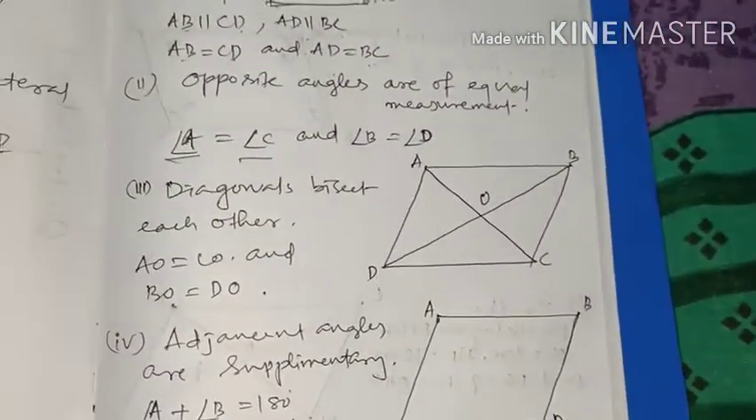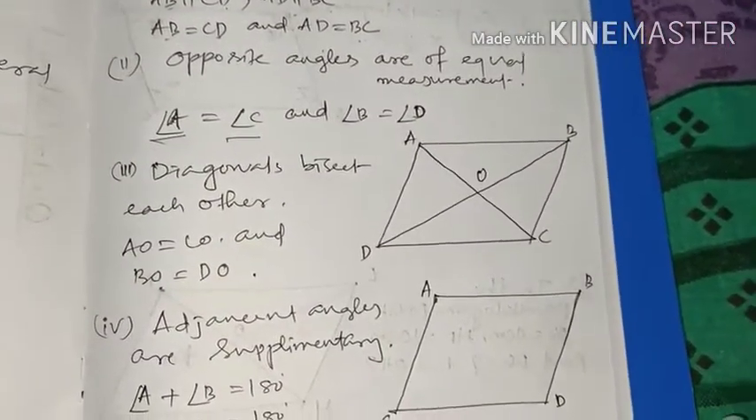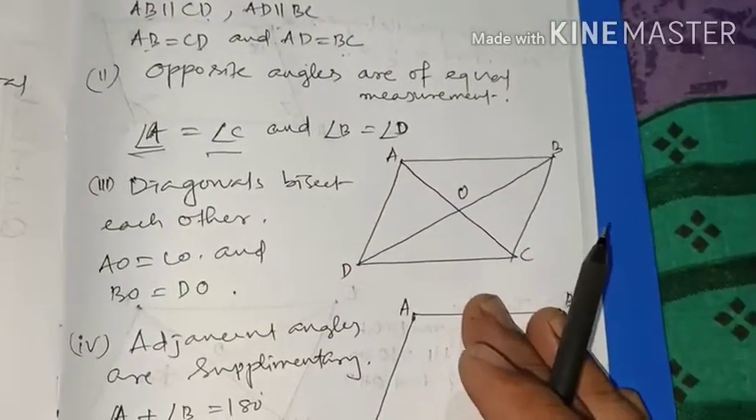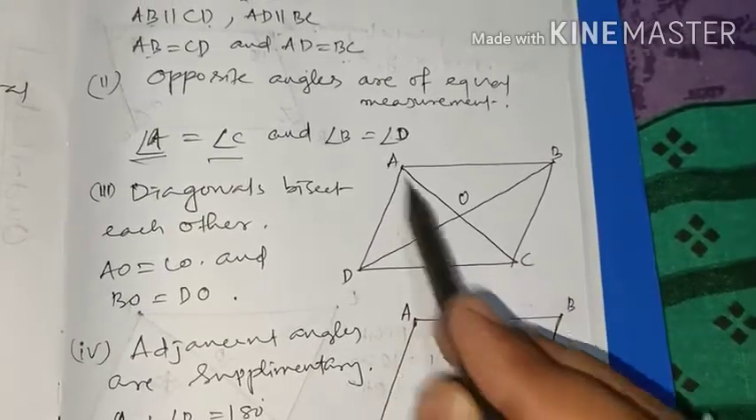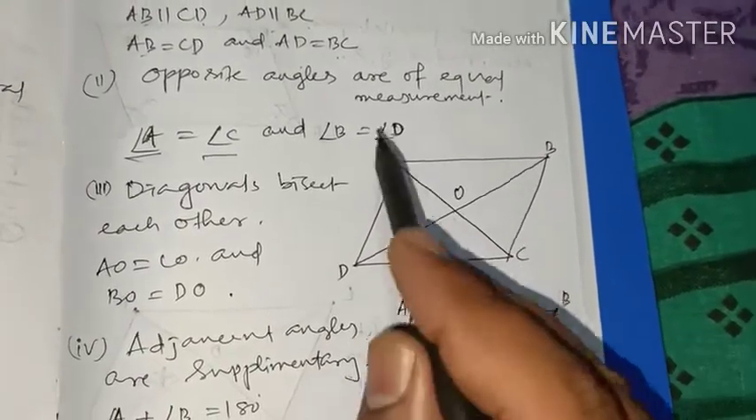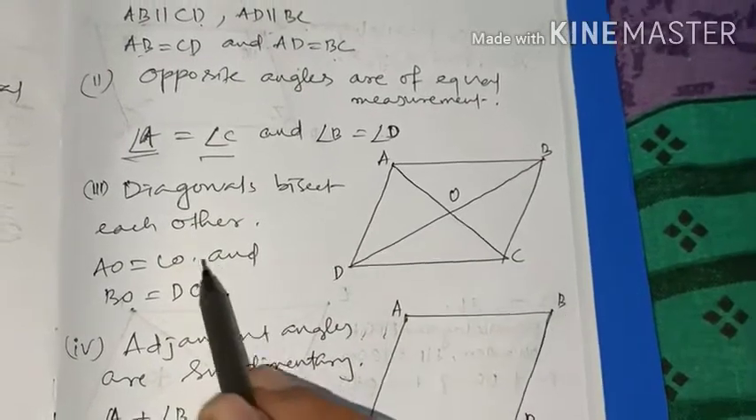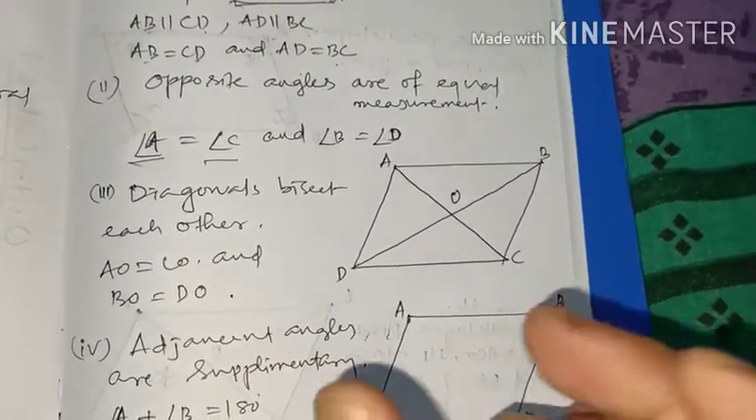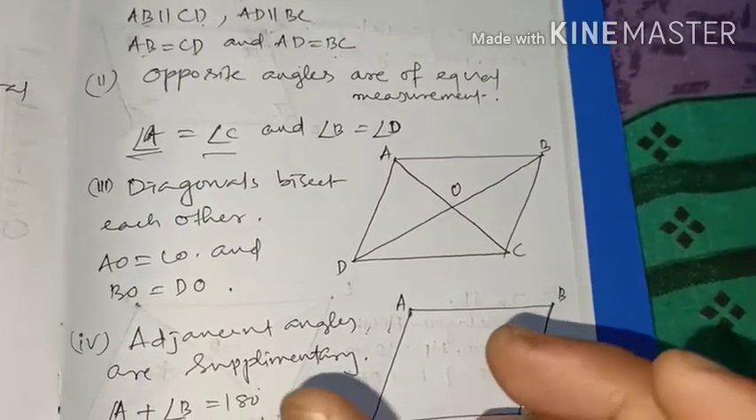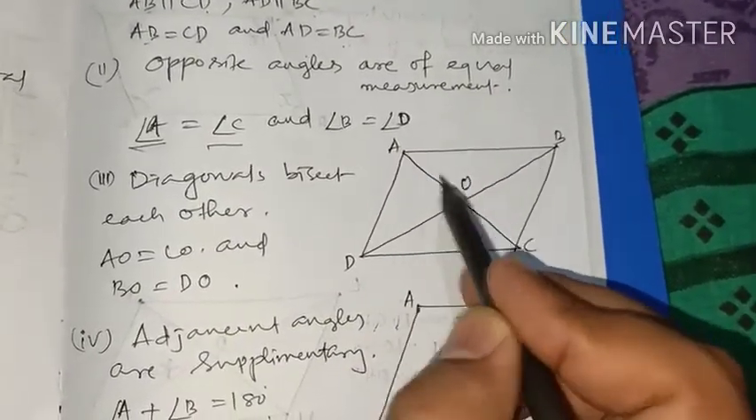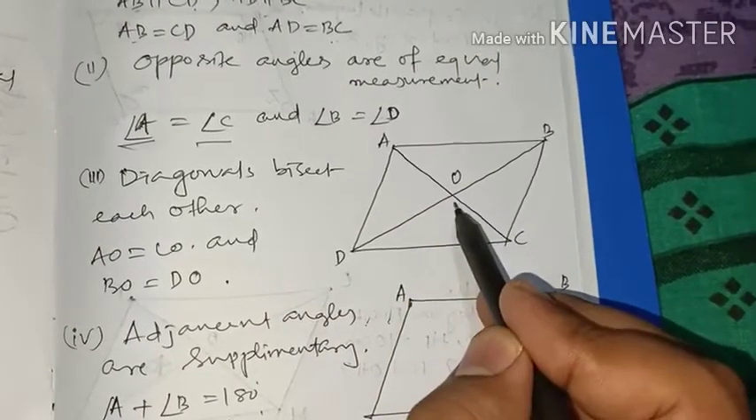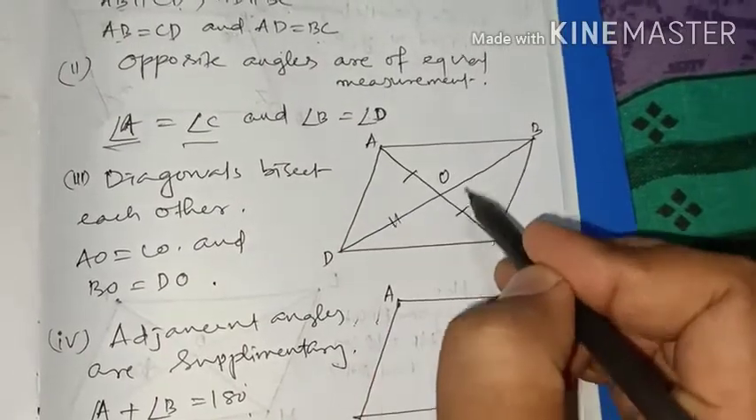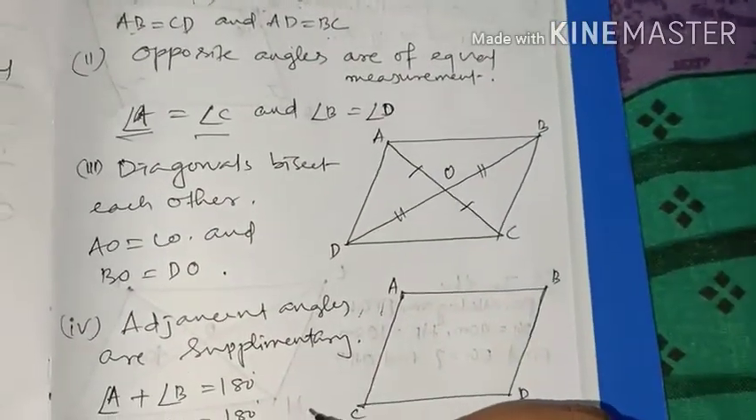The third property of parallelograms: diagonals bisect each other. You can see here ABCD is a quadrilateral, a parallelogram. Here AC and BD are the diagonals. They bisect each other. Bisect means they divide each other into two equal halves, so that AO is equal to CO, and also BO is equal to DO.